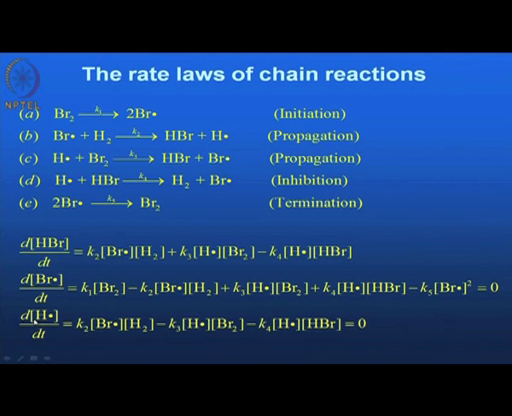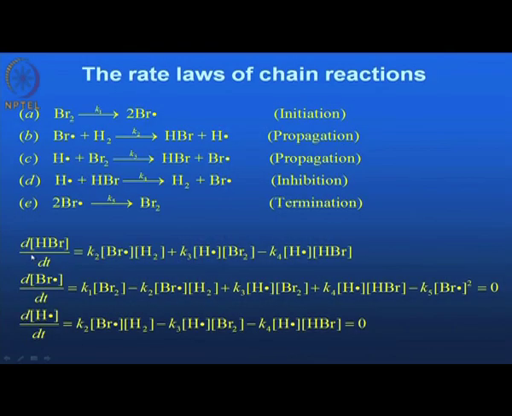In the same way, d/dt of [H•] will have this expression, and you have to put this to 0 in order to have your steady state approximation applicable. Now, overall rate of production of HBr, because we are interested in finding out the rate law for the production of HBr. So, HBr is our product, H2 plus Br2 producing HBr.